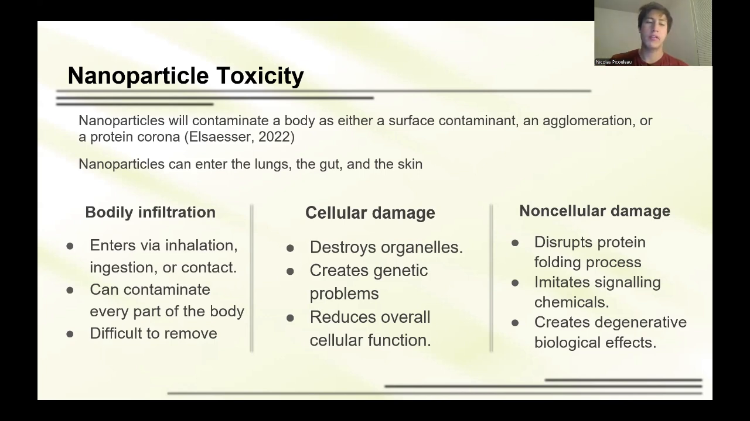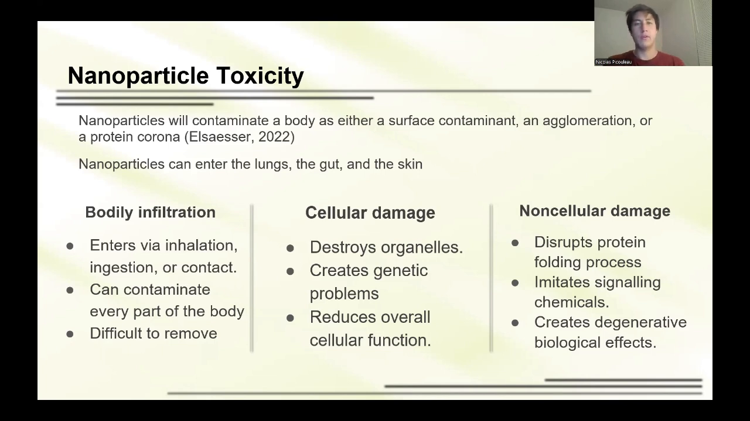So nanoparticles, once they enter our body, will contaminate every part of the body. That includes the intestinal tract, the body cavity, as well as even the brain. How this works is because our bodies have a natural defense mechanism against particles, which is essentially mucus. However, nanoparticles are small enough to completely bypass this mucus defense system and essentially enter the body without being stopped or collected by mucus.